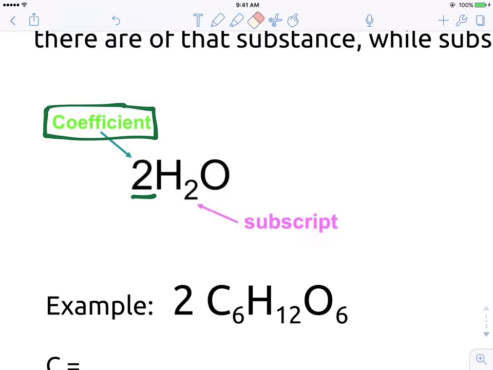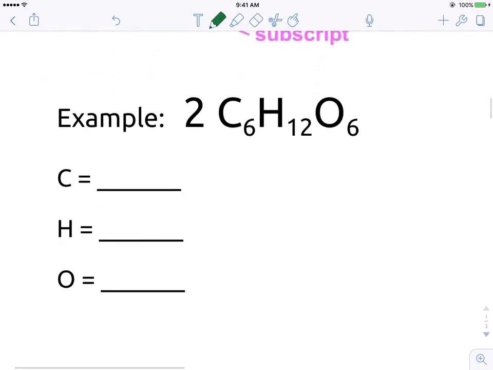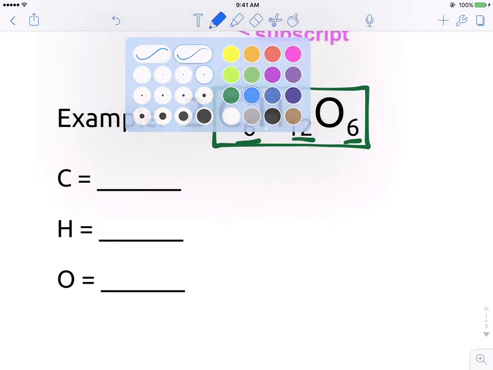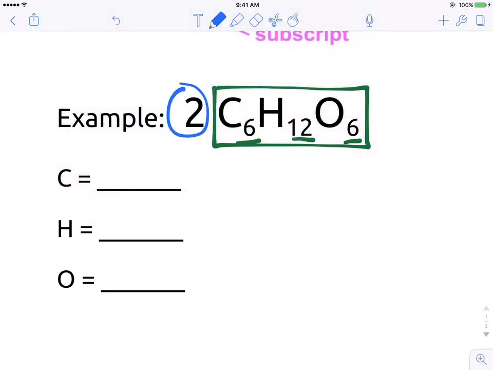Now let's take a look if we had both subscripts and coefficients in an example here. Now, let's say my compound is C6H12O6. This is glucose. So here I have a subscript of 6 on the carbon, subscript of 12 on the hydrogen, and a subscript of 6 on the oxygen. And I also have a coefficient of 2, meaning that I have 2 of these C6H12O6 molecules. So I need to look at both the subscripts and my coefficients here if I want to know how many carbons, hydrogens, and oxygens there are in this compound.